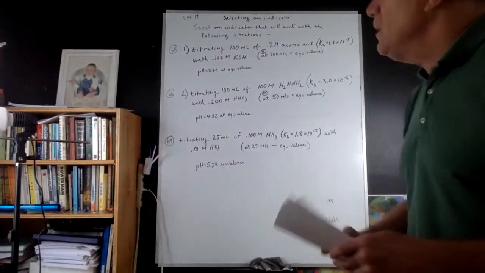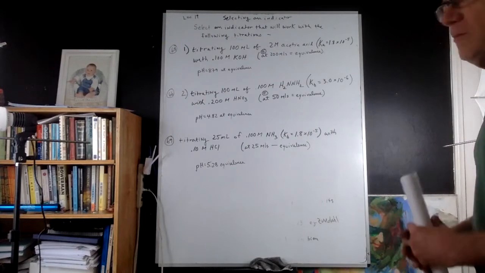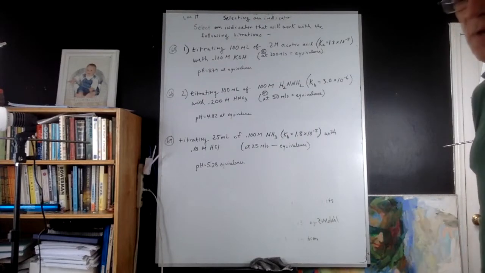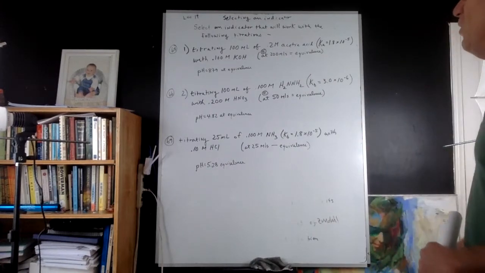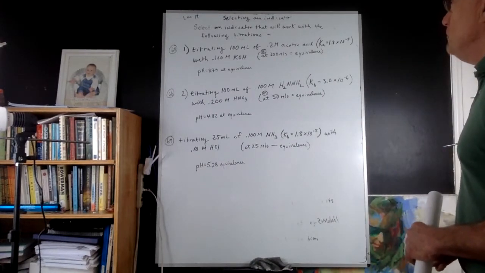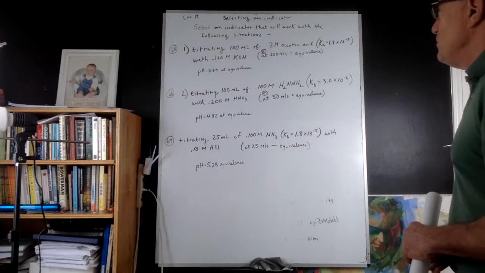So this is lecture 19 on selecting an indicator. Now we're just looking at actual problems. I'm not really going to do the problems with you. I'm just going to assume that you can probably do them if you've been following along well. We're supposed to select an indicator that will work with the following titrations.